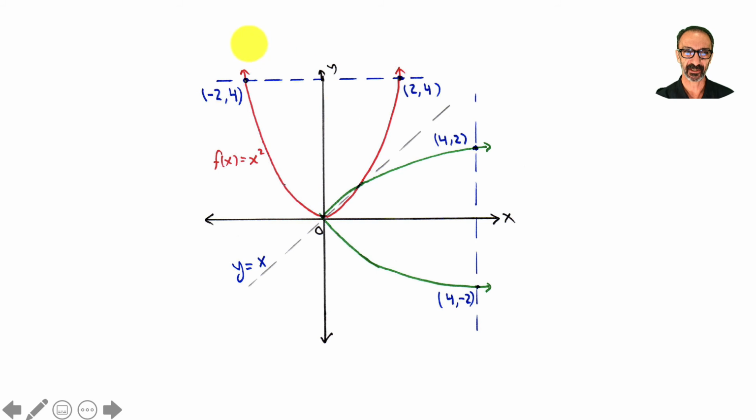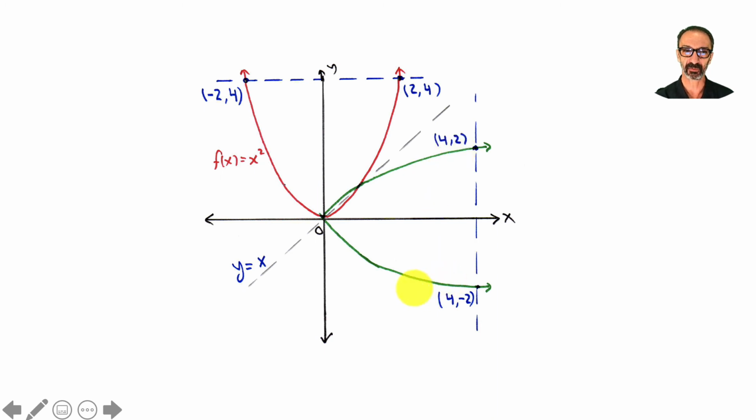So this is my y equals x to the second, and if you want to reflect about y equals x, this portion right here becomes like this, and this portion right here becomes like this. That's the reflection. But notice that (-2, 4) and (2, 4) are now written as (4, -2) and (4, 2). They're switched. That's called inverse mode.